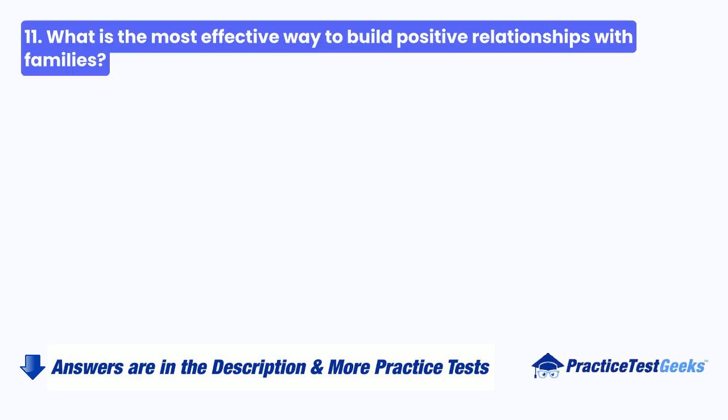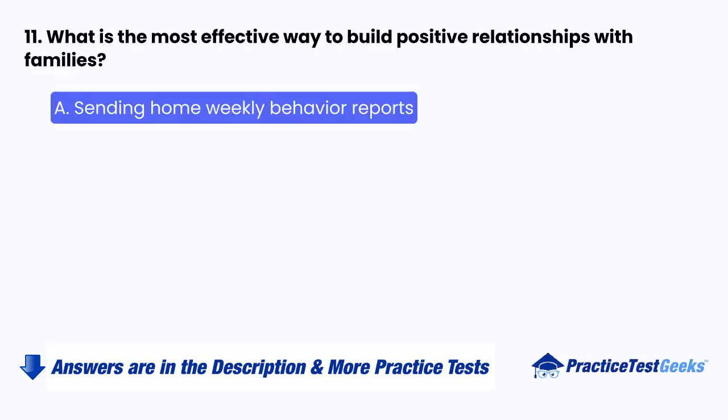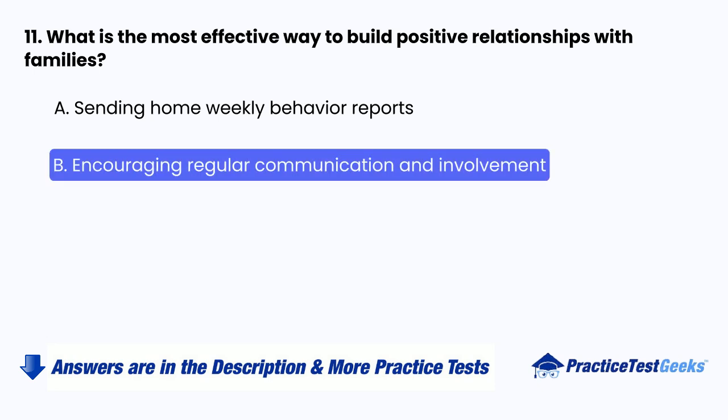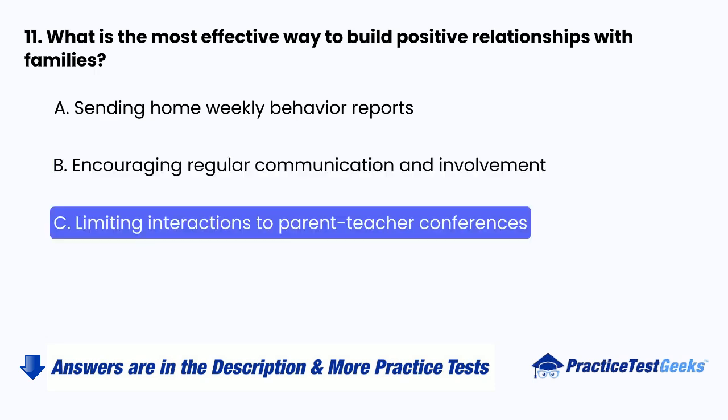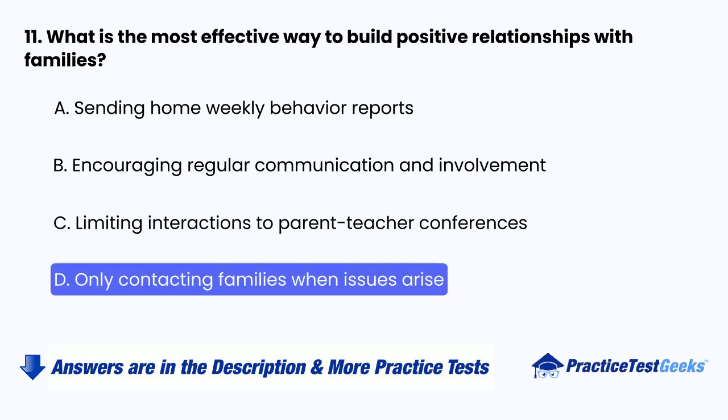11. What is the most effective way to build positive relationships with families? A. Sending home weekly behavior reports. B. Encouraging regular communication and involvement. C. Limiting interactions to parent-teacher conferences. D. Only contacting families when issues arise.